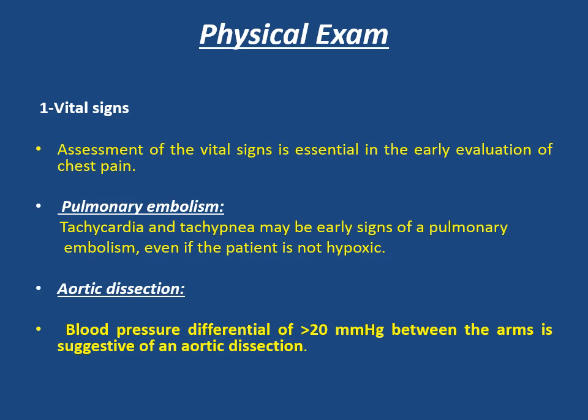We should focus on the following in physical examination. Vital signs assessment is very essential in the early evaluation of chest pain. In patients with pulmonary embolism, we will observe that there is evidence of tachycardia and tachypnea, even if the patient is not hypoxic. In patients with aortic dissection, there will be a blood pressure difference of more than 20 mmHg between both arms.